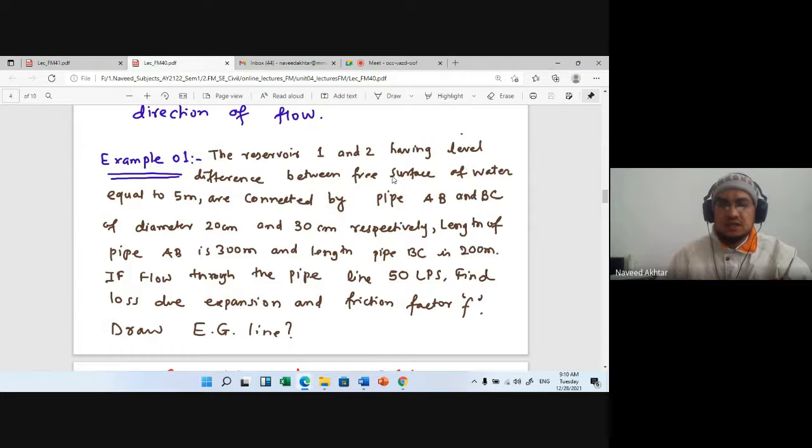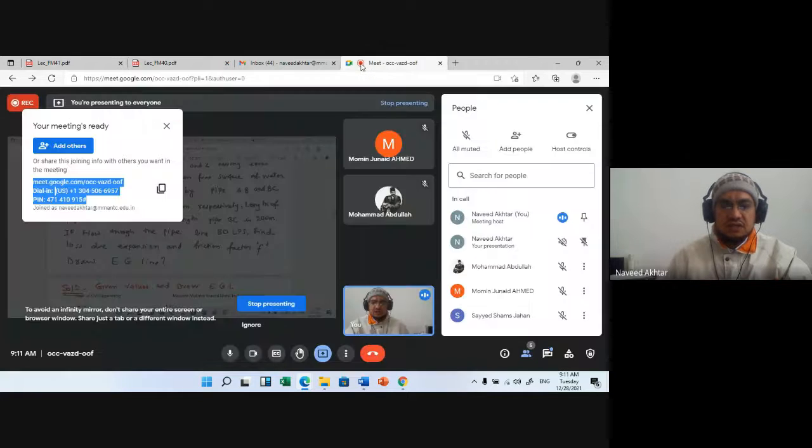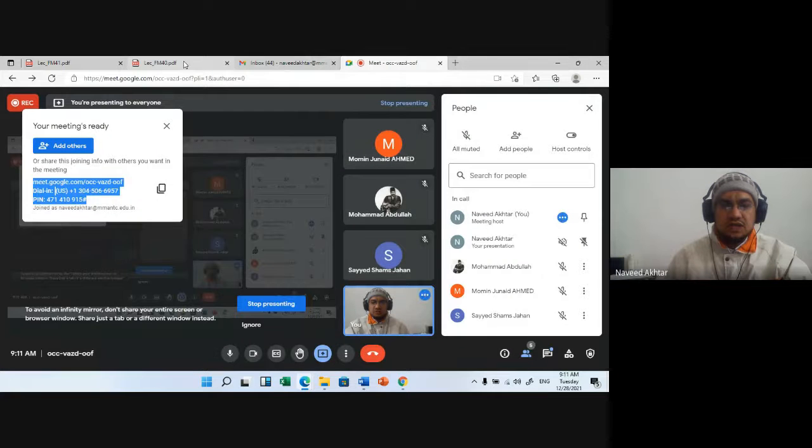Here we will see that there are two reservoirs, reservoir 1 and 2, having a level difference between their surfaces of water equal to 5 meter, connected by pipes AB and BC of diameter 20 centimeter and 30 centimeter respectively. Length of pipe AB is 300 meter and length of pipe BC is 200 meter. The flow through the pipeline is 50 liter per second. Find the loss due to expansion and the friction factor f. Draw the EG line. So in this example you have to find the friction factor, and also draw the energy line.